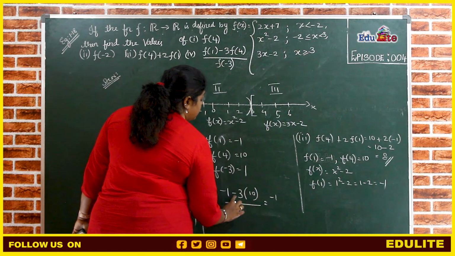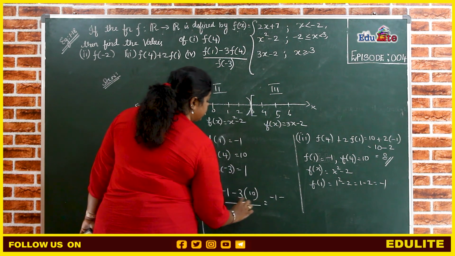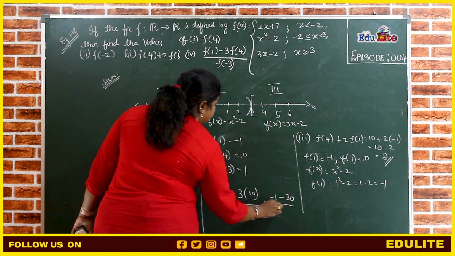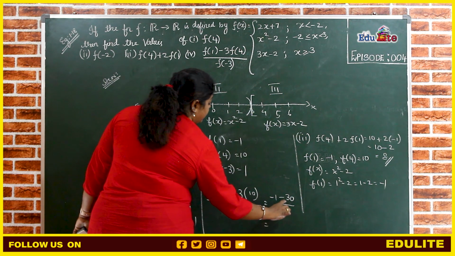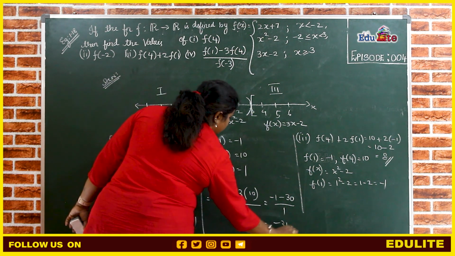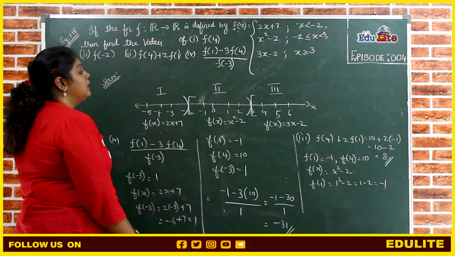So, minus 1, minus into plus, minus 3 into 10, 30, divided by 1. Minus 1 minus 30 is minus 31. So this is the value for the fourth option.